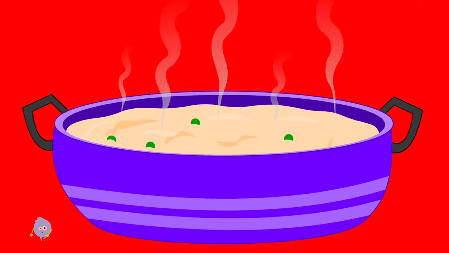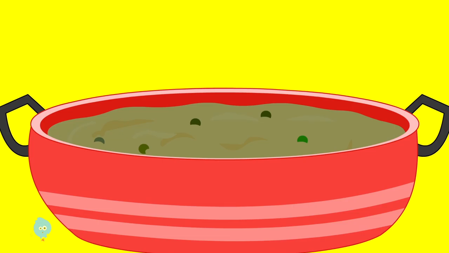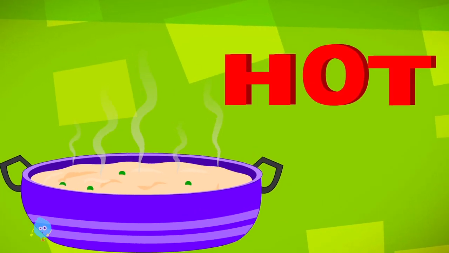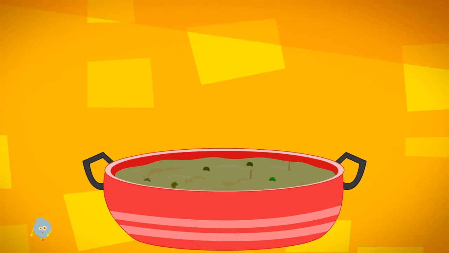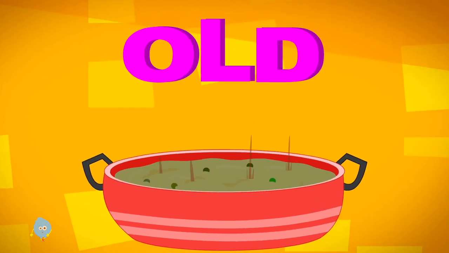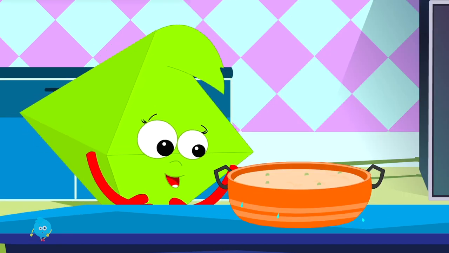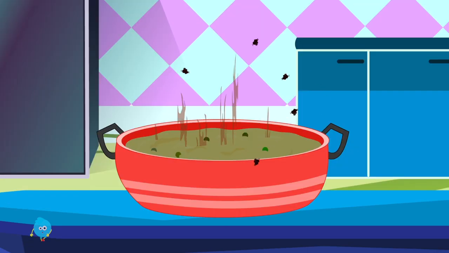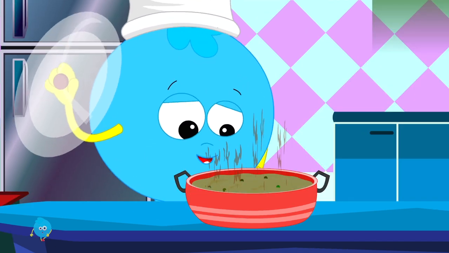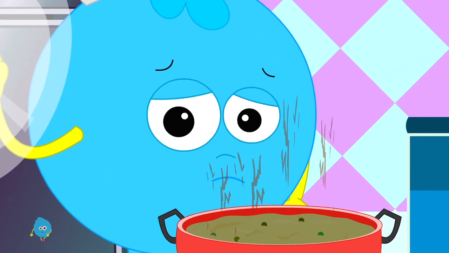How would you like your peas porridge? Peas porridge hot, peas porridge cold. Peas porridge in the pot, 9 days old. Some like it hot, some like it cold. Some like it in the pot, 9 days old.